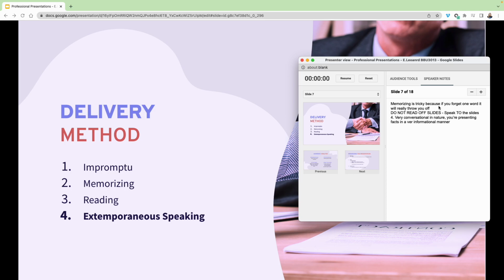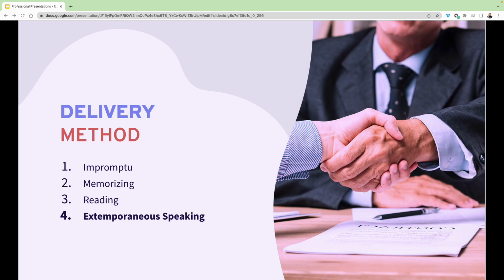So I can read this on my other screen, but instead of reading off of the slide directly, I am speaking to my speaker notes. So that's a little quick tip for you as you do your presentations in this class. You can use speaker notes to help guide you rather than reading off of the slide or reading from a script directly.